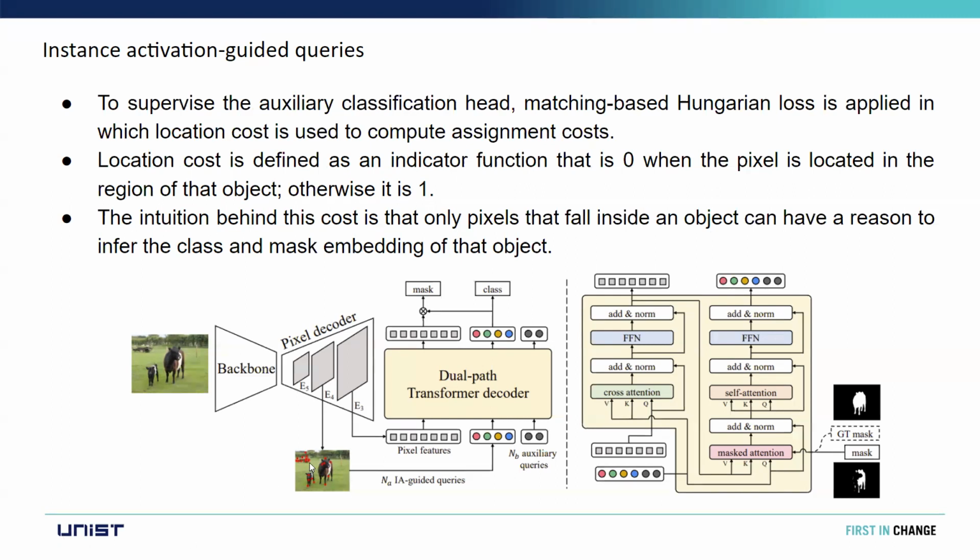So basically, these dots can be called queries. If this dot is in the object of interest, its location cost will be 0. And if it is outside of the object, if there is no object here, then it's going to be 1. So we want to decrease this loss so that all the queries are focusing only on the object of interest rather than no object.